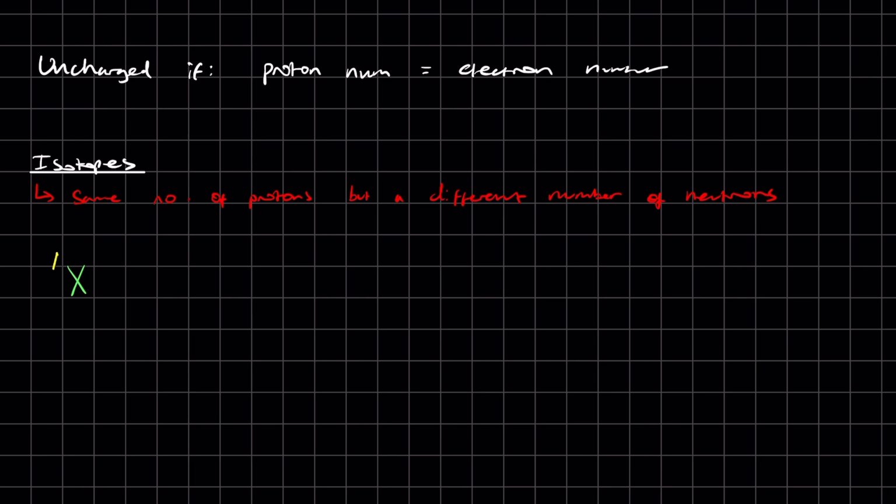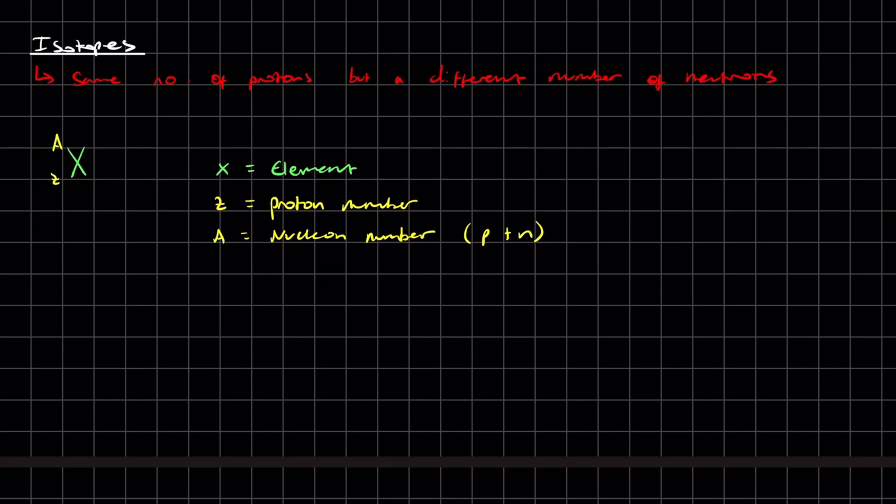Say, as an example, we took some arbitrary element on the periodic table X, where X can represent any of the elements. Each of those elements on the periodic table has a number to its bottom left and a number to its top left. The number to its bottom left, which I'm representing with the variable Z, represents the proton number, the number of protons in a normal atom of that element, where A represents the nucleon number, i.e. the sum of the number of protons and the number of neutrons.